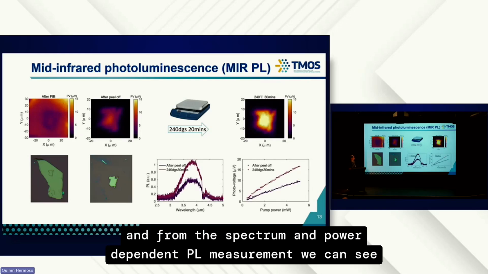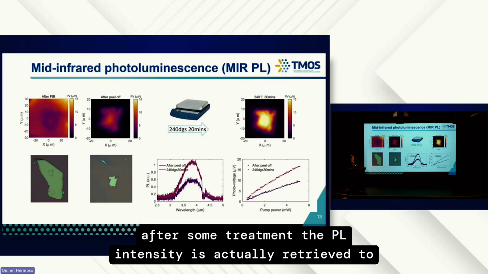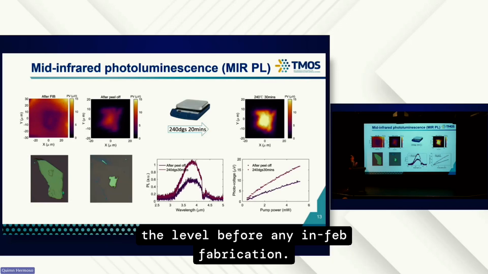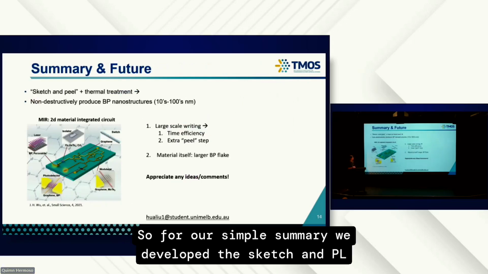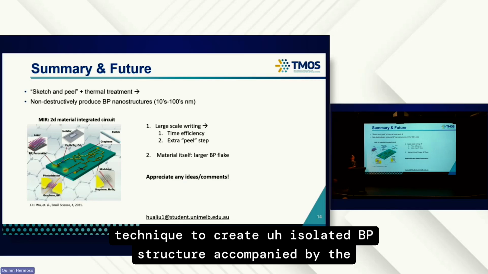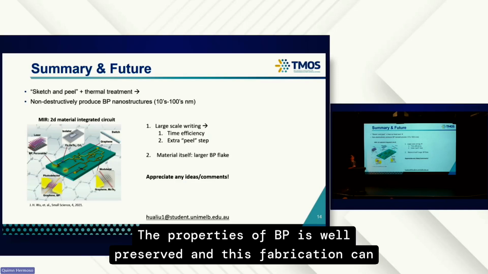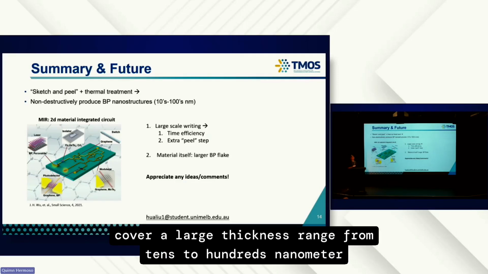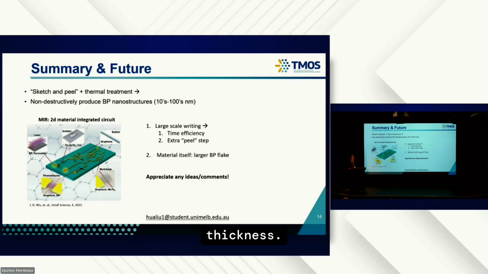And from the spectrum and power-dependent PL measurement, we can see after thermal treatment, the PL intensity is actually retrieved to the level before any FIB fabrication. So for a simple summary, we developed the sketch and peel technique to create isolated BP structure. Accompanied by the thermal treatment, the properties of BP are well preserved. And this fabrication can cover a large thickness range from tens to hundreds of nanometers thickness.